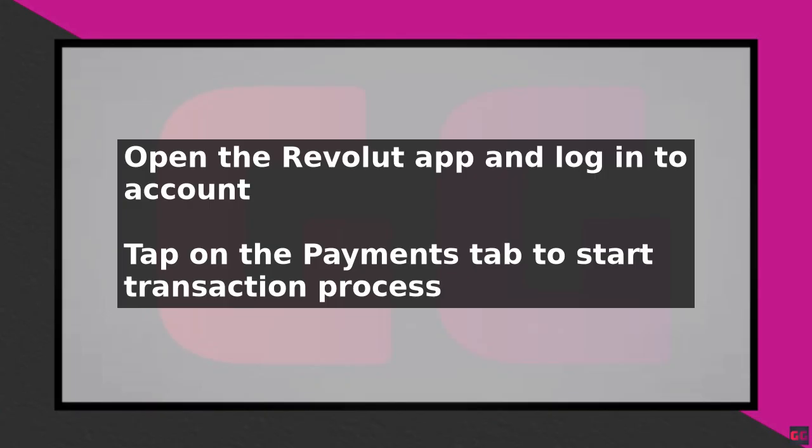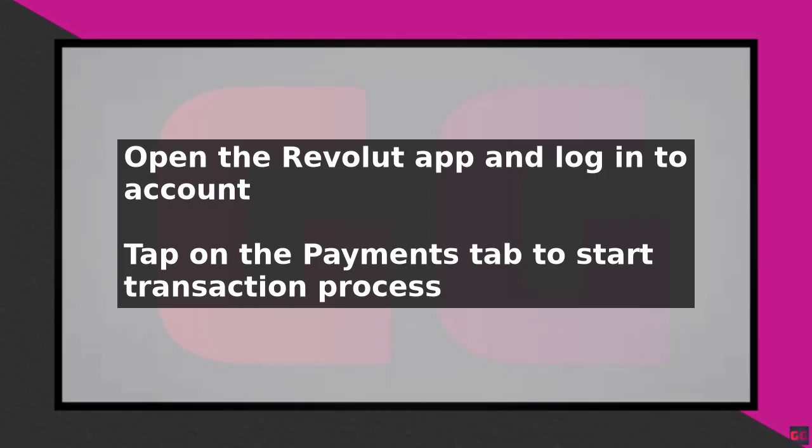First, open the Revolut app and log in to your account using your username and password. Once you are logged in, you will see the dashboard which displays your account balance and recent transactions. To send money, tap on the Payments tab at the bottom of the screen.